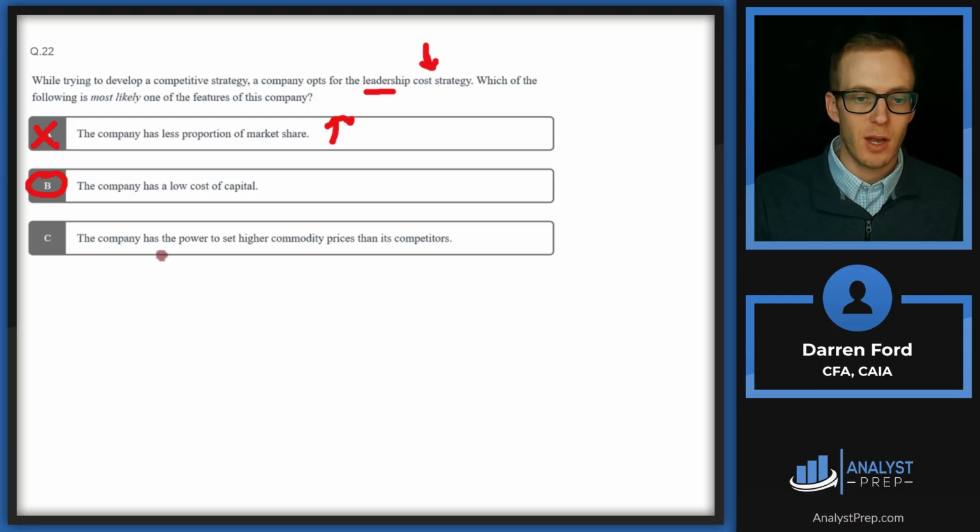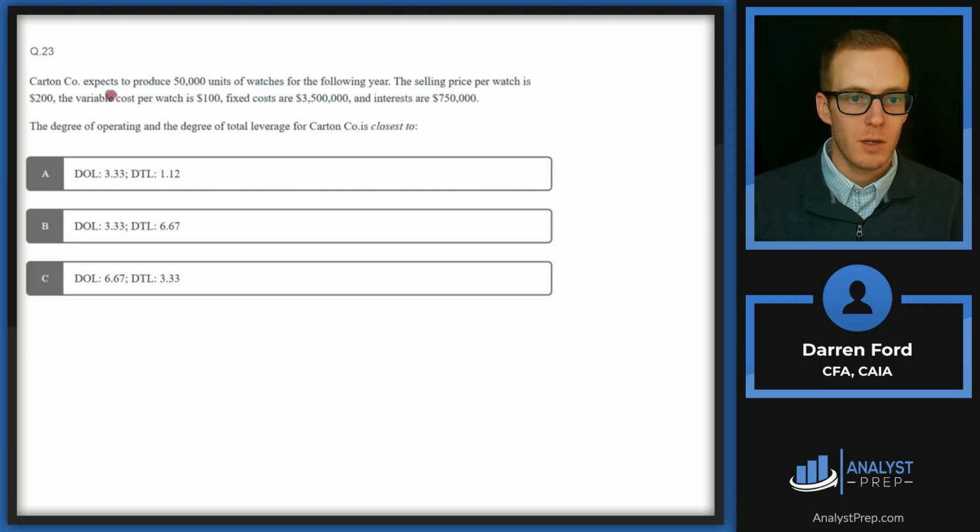And then C, the company has the power to set higher commodity prices than its competitors. This is going to be incorrect since this is more focused on what we're selling, whereas the cost leadership strategy is more focused on the inputs and the cost to our business. Answer B.